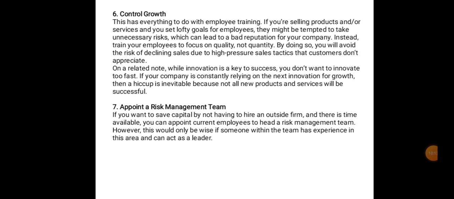By doing so, you will avoid the risk of declining sales due to high pressure sales tactics that customers don't appreciate. On a related note, while innovation is key to success, you don't want to innovate too fast. If your company is constantly relying on the next innovation for growth, then a hiccup is inevitable because not all new products and services will be successful.